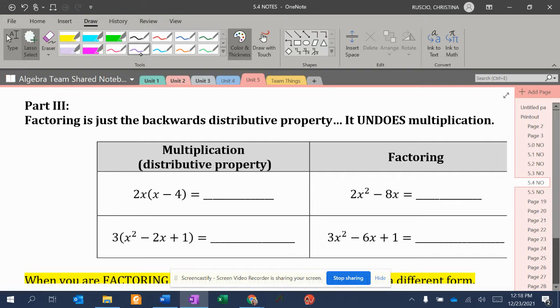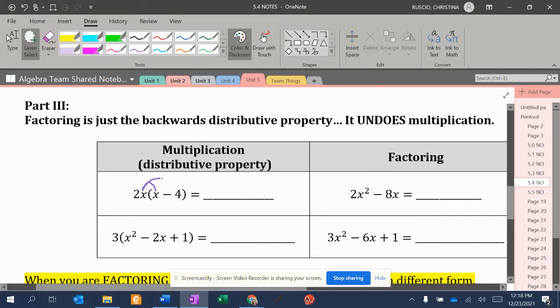When we are factoring, we're just doing the opposite of distribution. So let's review distributing, because we've done this before. 2x times the quantity x minus 4 is 2x squared, because remember that big rule, x times x is x squared, minus 8x.